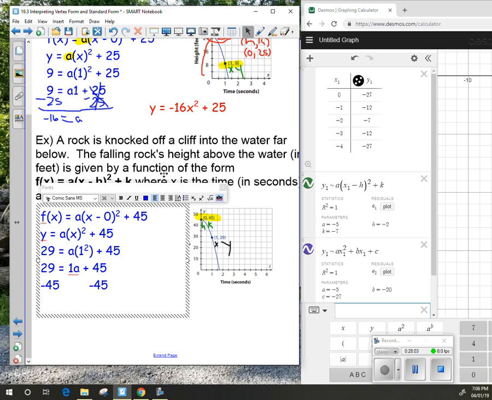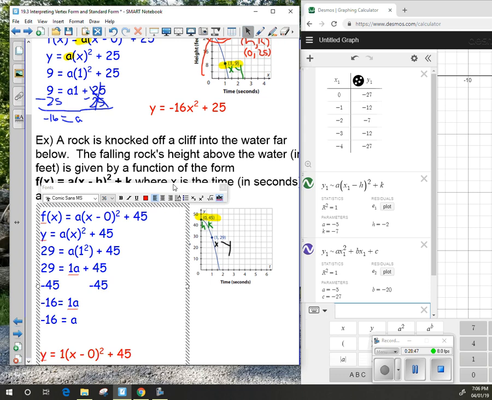So when I do 29 minus 45, I would get negative 16 equals 1a, which remember is the same thing as just saying negative 16 is equal to a. If I know that, now I can take my equation and I have y is equal to 1a, or just 1, times (x minus 0) squared, plus 45. Sorry guys, that was a typo.